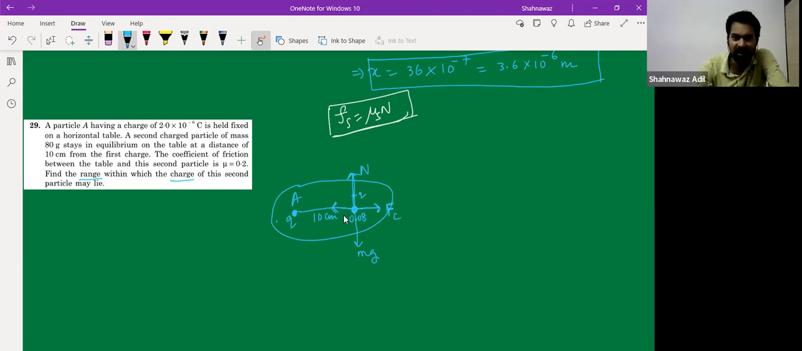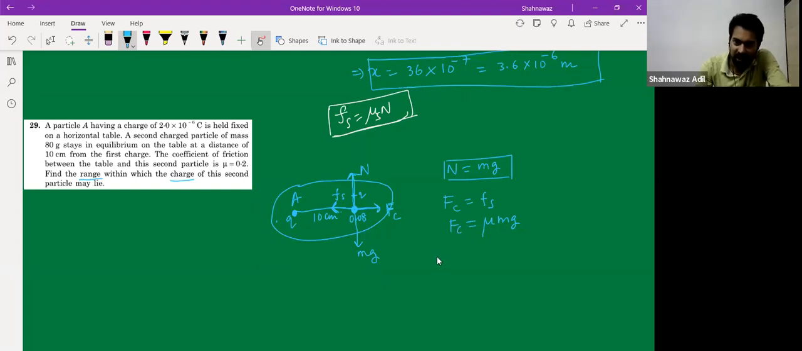Right, Tarif and Faiza. So this force is trying to take this charge here, so this is balanced by this static friction, right? Understood, guys? So this N is mg, right? And this Fc is Fs. So Fs is mu N, right? And N is mg. So mu mg, right? And this Fc is how much?